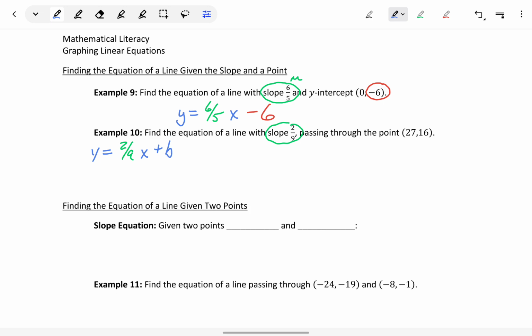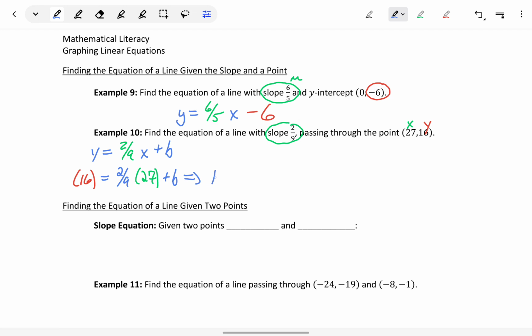It wasn't given to us as directly as it was in example 9, but we do know a point that our line passes through, meaning we have an x and a y coordinate that are solutions to this equation. That means we can plug those x and y values into the equation that we have and solve for that value b that's unknown. So in place of y, we'll substitute in 16, and we'll set that equal to 2/9 times our x value of 27 plus b.